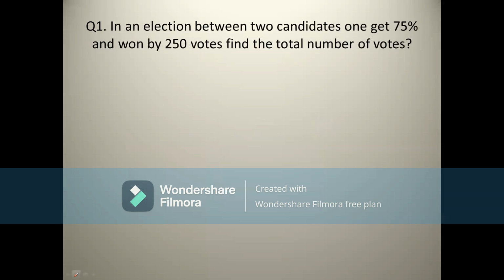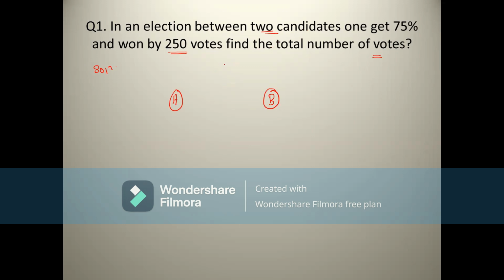This is the very first question. What does the question say? In an election between two candidates, one gets 75% and wins by 250 votes. Find the total number of votes. How will you solve this type of question? They have told you there is an election between two candidates, so assume the two candidates are candidate A and candidate B.